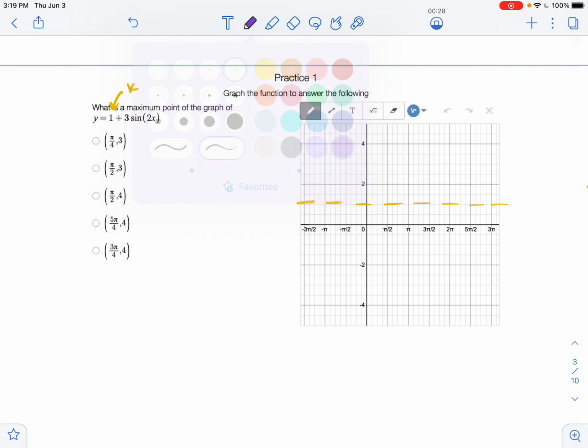We'll also want to identify our phase shift. Remember, your phase shift is the h value, the number that is subtracted from x. We notice here in practice 1 that that would be 0, okay? We want to figure out then whether or not our curve starts on the midline or a maximum or a minimum. Since it's a sine function, I know that we're going to start on the midline. So the first point of our cycle is going to be there at 0, 1.